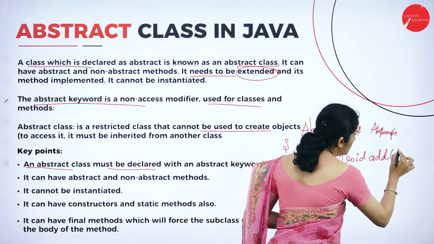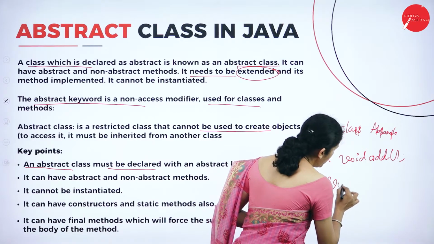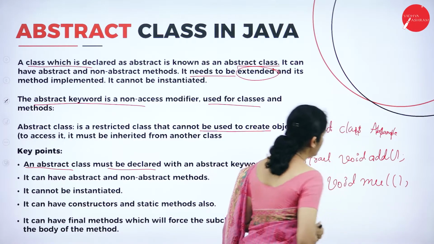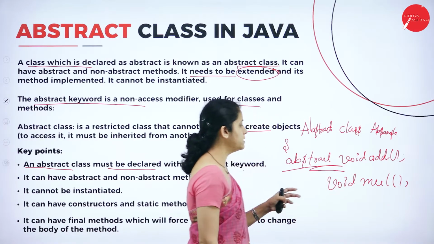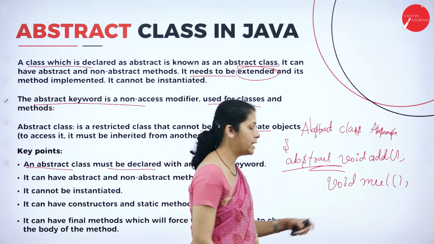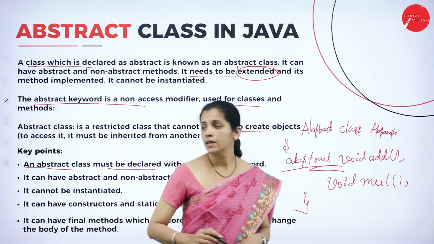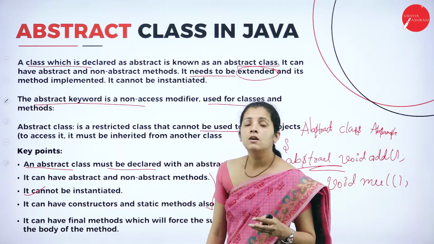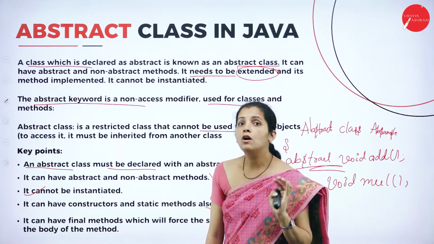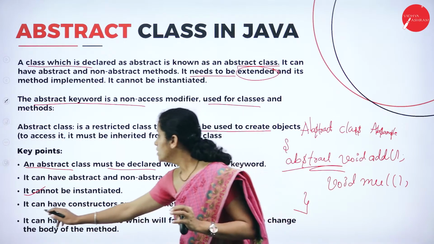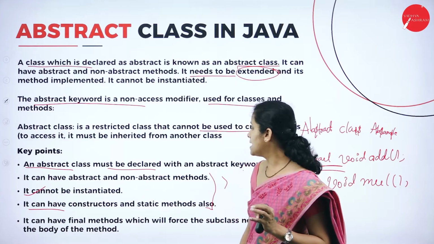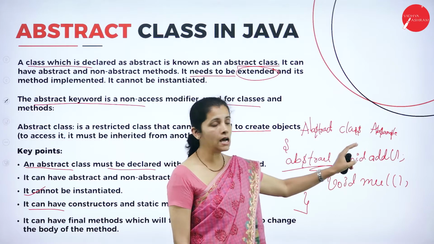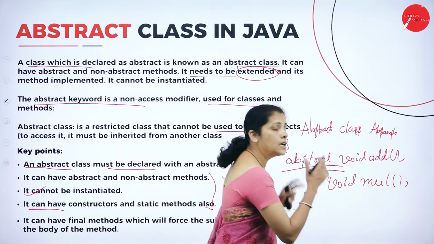method and a non-abstract method. Okay, this is the example for an abstract method and this is the example for a non-abstract method. Now, we cannot create an object, and we can have constructors as well as static methods. That means in my abstract class, I can create a constructor.